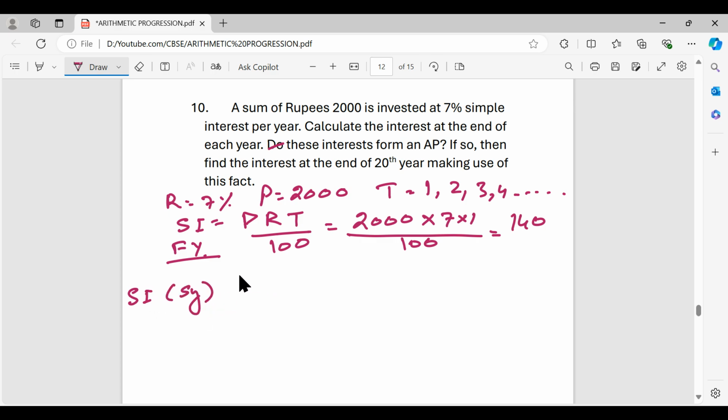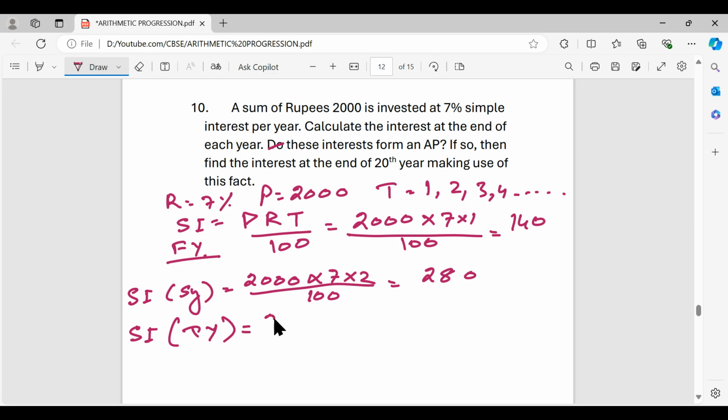Now we will find simple interest for the second year. Again, it will be 2000 times 7 times 2 over 100. Okay, so here this cancels 14 and you get 280. We must have one more value to validate that this is an AP, so now we will do it for the third year.